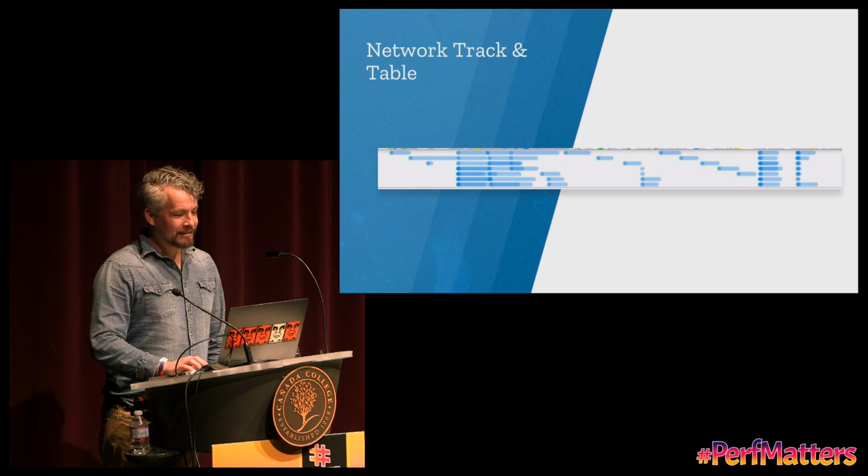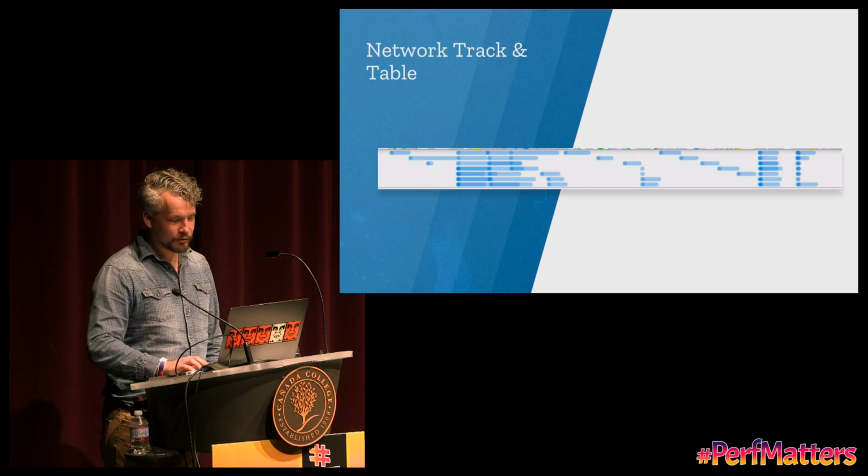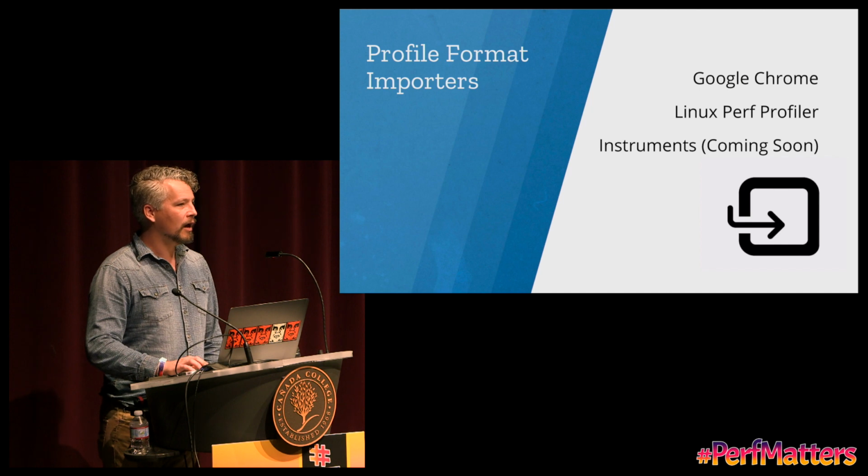And finally, network track, to correlate network information, where we've got profile formatters, profile format importers, so we can look at and cross-compare with Google Chrome, and with taking native profiles with the Linux Perf profiler. And we have an intern over the summer for the Google Summer of Code working on instruments, which will be exciting to have.